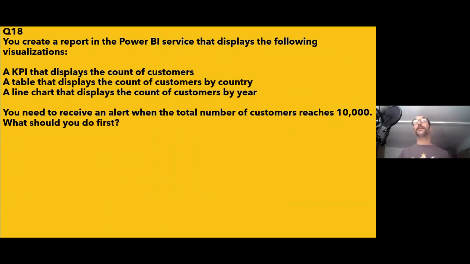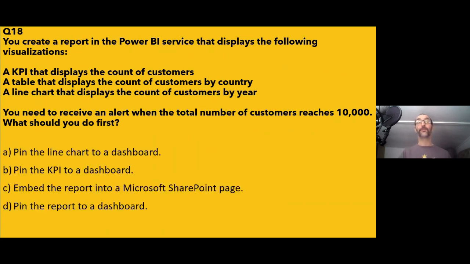You create a report in the Power BI service that displays the following visualizations. A KPI that displays the count of customers, a table that displays the count of customers by country, and a line chart that displays the count of customers by year. You need to receive an alert when the total number of customers reaches 10,000. What should you do first?